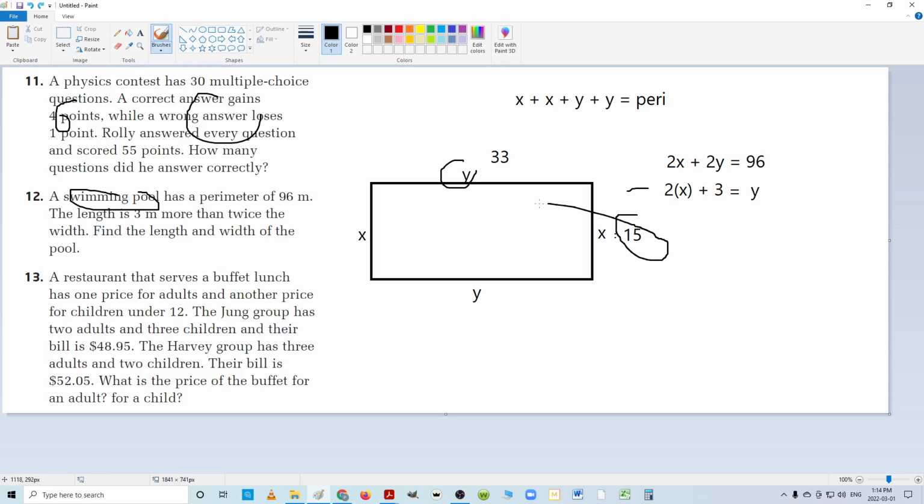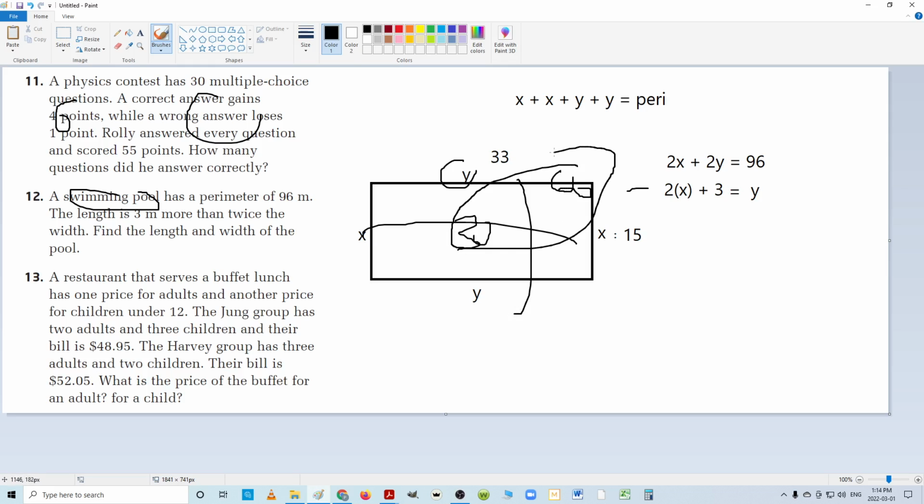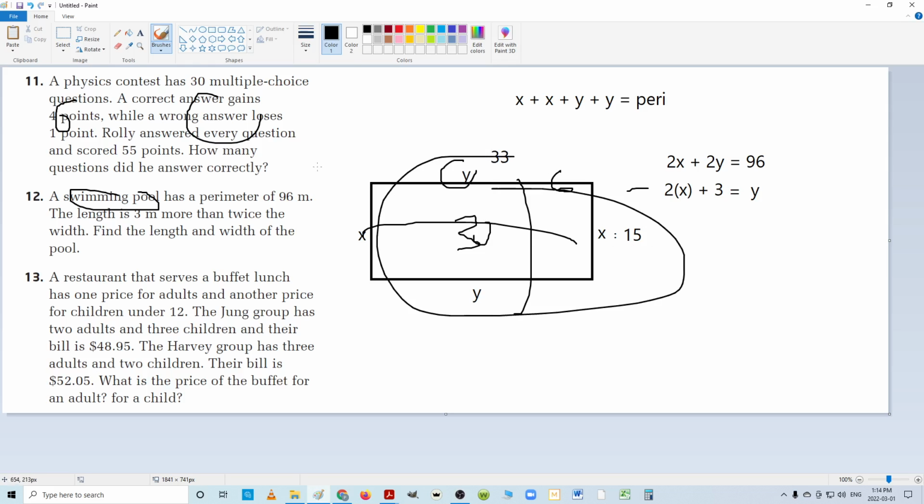If it's 15 plus 15 plus 33 plus 33, does it add up to 96? Well, 15 plus 15 is 30. 33 plus 33 is 66. And 66 plus 30 is 96. So both work. This is twice the width plus 3, and that all adds up to 96.